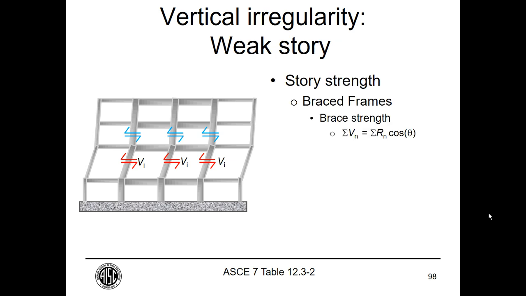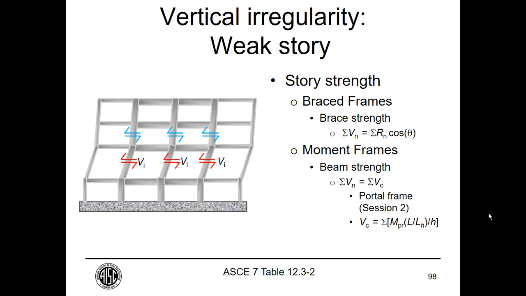So how do you get that story shear strength? It's a pretty easy calculation for a braced frame. We can just take the brace capacity and take the horizontal component of it, do that at every story. Moment frames, maybe a bit more nuanced. There's a decent example we're putting in the new seismic design manual that's going to be published very soon this fall. That strength can be constructed using a portal frame type of analysis that we did in the recorded session 2.